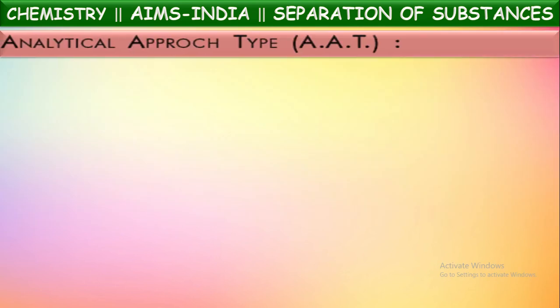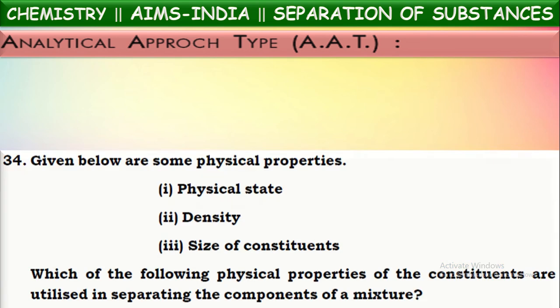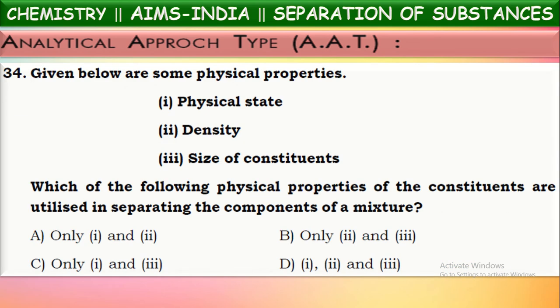Now let us see analytical approach questions on this. First one: given below are some physical properties. Physical state, density, size of the constituents. Here are the properties they have given. Now let us see the question. Which of the following physical properties of the constituents are utilized in separating the components of a mixture? Now they are asking, they mentioned some physical properties of the components of a mixture. Which properties are utilized for the separation of the constituents of a mixture?